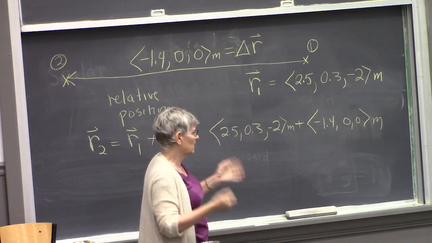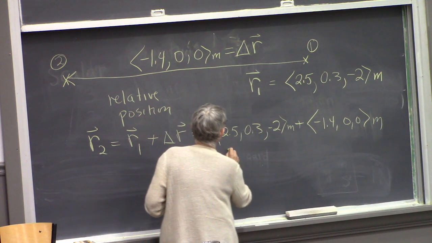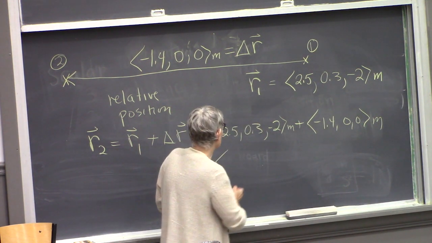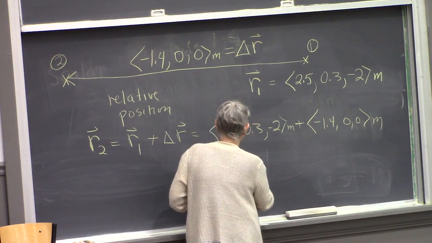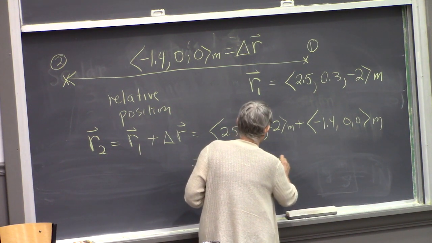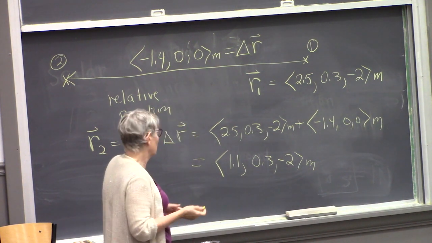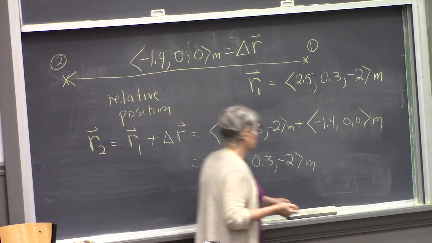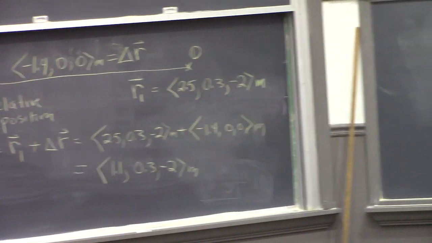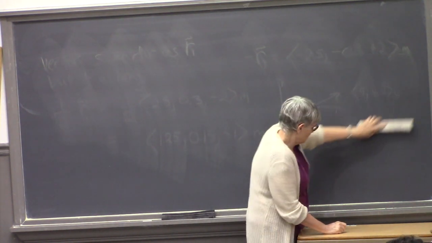Right, exactly. You add the x components, you add the y components, you add the z components. So the result is going to be 2.5 minus 1.4 is going to be 1.1, 0.3, negative 2 meters. So vector addition. And likewise, to subtract vectors, you would subtract component-wise.